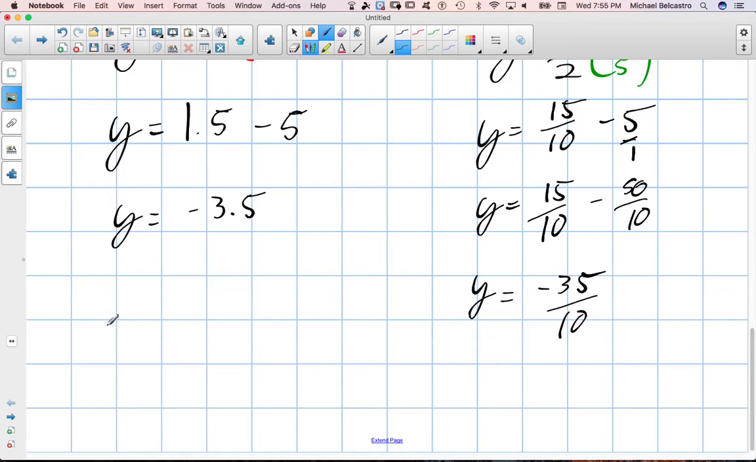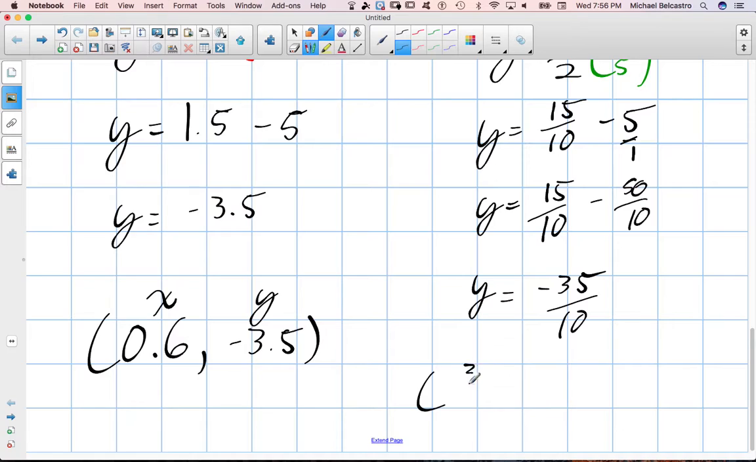So our coordinate in the end would either be 0.6, negative 3.5. There's your x and there's your y. Or 3 over 5, and negative 35 over 10. And then you could reduce this. You could divide it by 5, and I think you get 7 over 2. Is that right? Yeah, that's right. Negative 7 over 2 would be the other option.